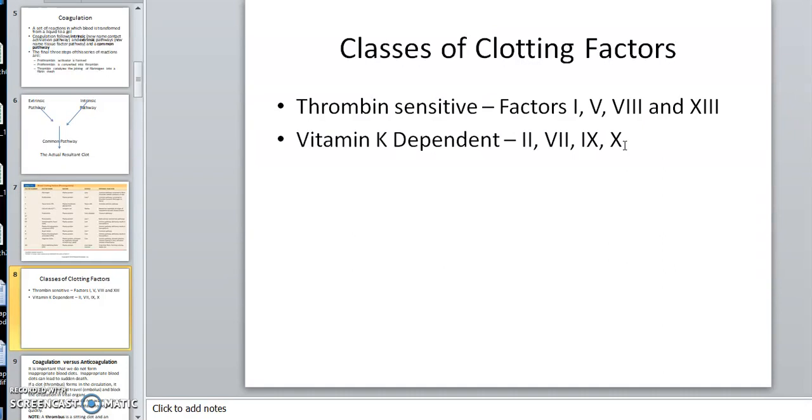Where are the clotting factors made primarily? In your liver. That means when you have a liver problem, you are going to have problems making adequate clotting factors. That's one of the problems with cirrhosis and hepatitis. So some of them are thrombin sensitive, you'll see, and some of them are vitamin K sensitive, which we'll chat about. Okay.